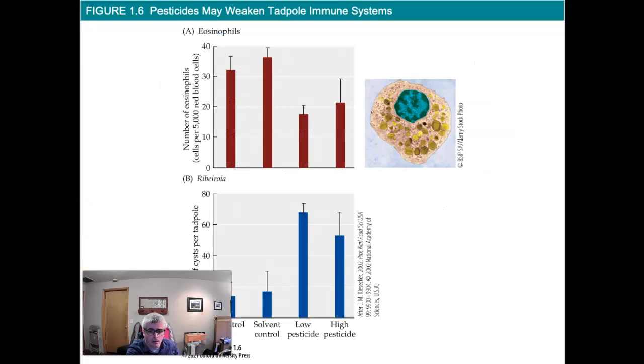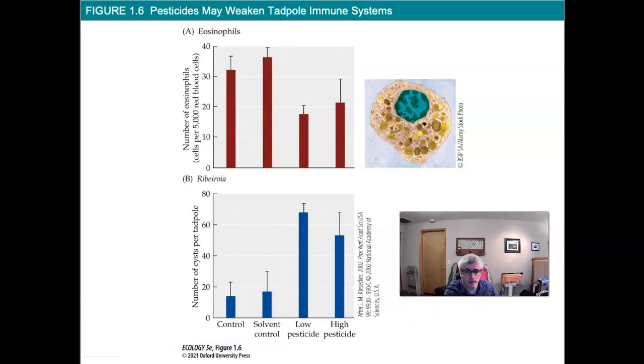So here are some data from that study. The top graph we'll walk through. This is the number of eosinophils, which are white blood cells. Just think of this as white blood cells, based on cells per 5,000 red blood cells. So we're normalizing it by the number of red blood cells. Just look at this graph as the number of white blood cells relative to red blood cells.